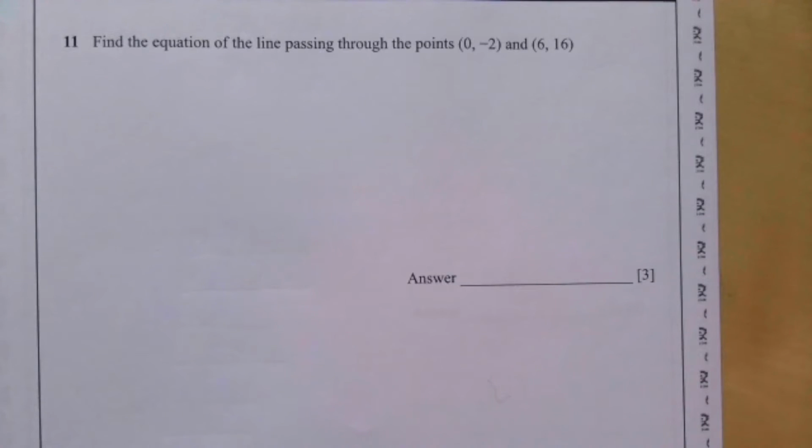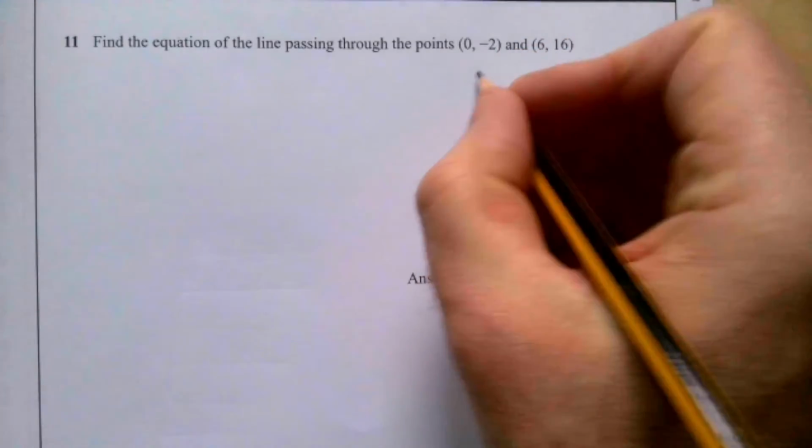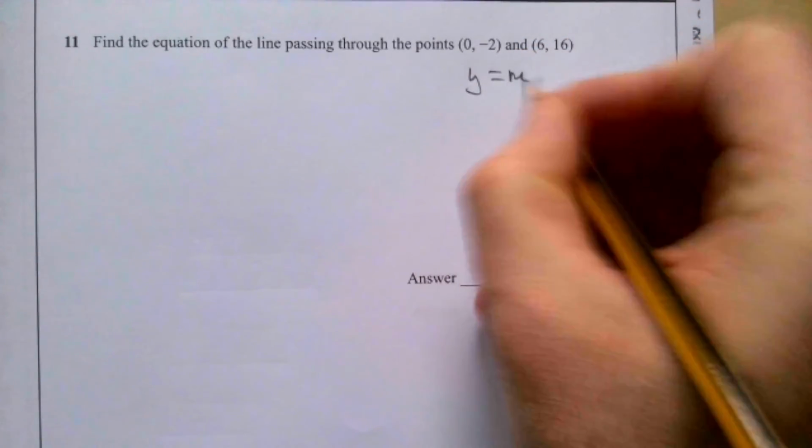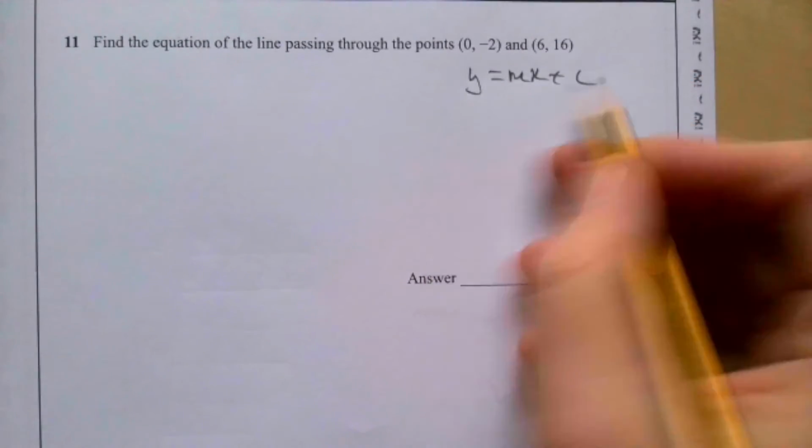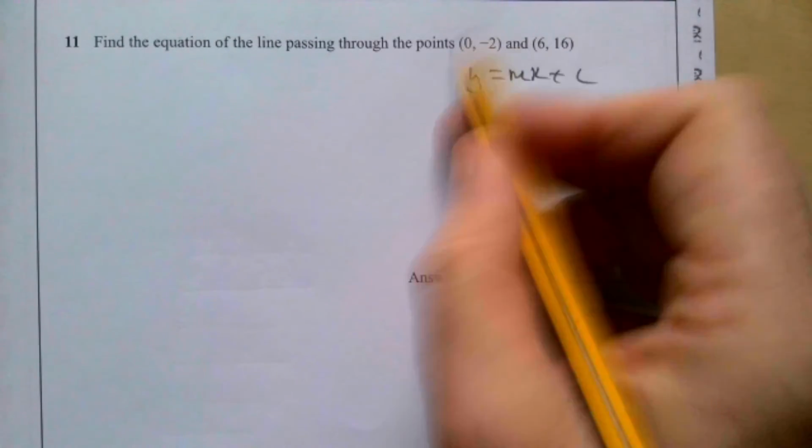Question 11 then, find the equation of the line passing through the points (0, -2) and (6, 16). We're trying to get it into y = mx + c. So we need to get our m first of all, and I'm going to use the gradient formula for that.